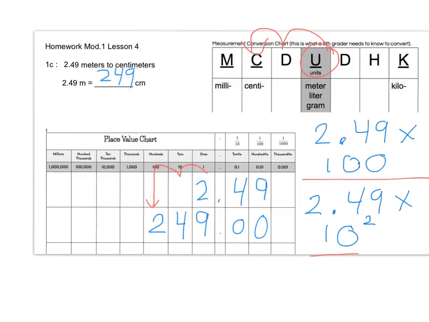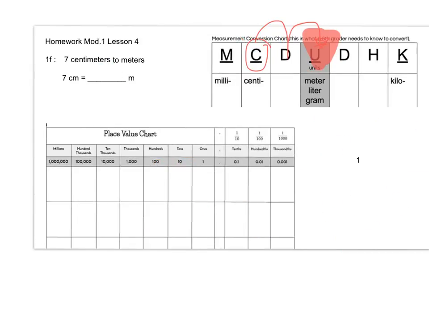So now let's move on to the next problem. Now we're moving from centimeters to meters. So you will notice that we're going from centimeters right here over to meters. So we're going to the right, so we will be dividing, which means we are taking 7 centimeters, and we're going to write that in our place value chart.